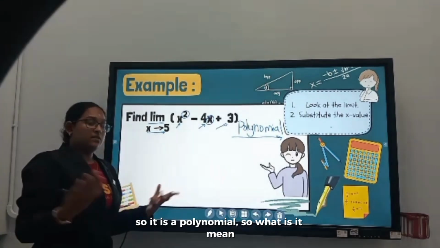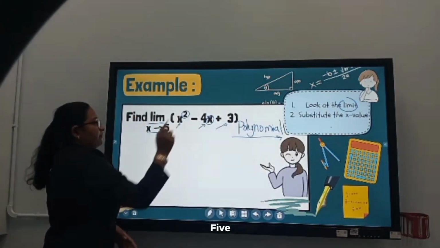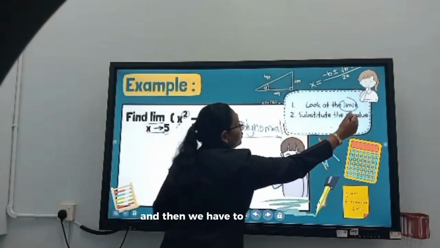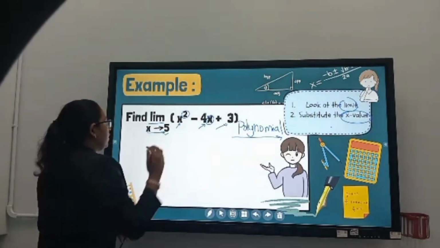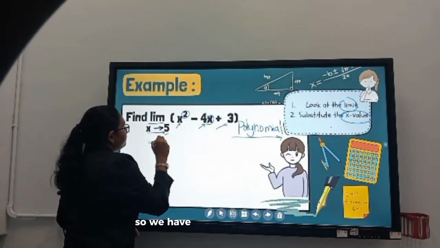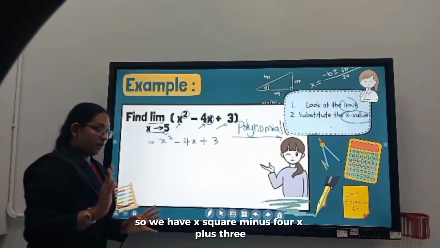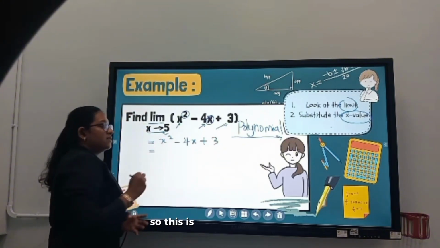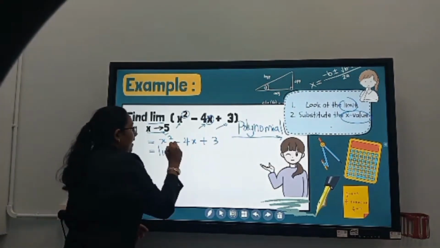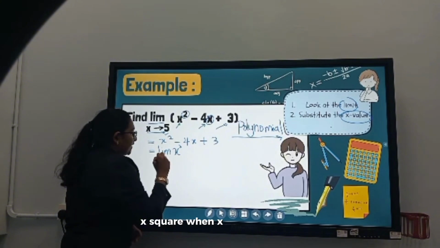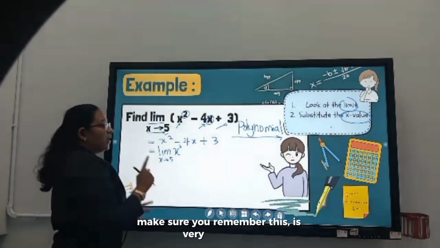So what is next? First look at the limit. What is the limit over here? 5. And then we have to substitute the x value into this limit question. So we have x squared minus 4x plus 3. This is how we write this question. So limit of x squared when x approaches 5. Make sure you remember this writing. It's very important.